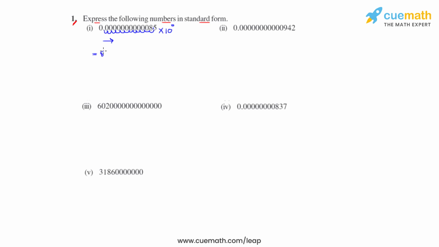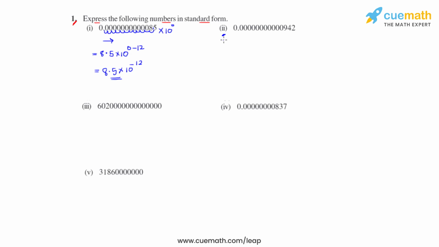So the same number has to be subtracted from the power of 10 because the decimal is moved towards right. So we write it as 10 raised to 0 minus 12. That gives us 8.5 times 10 raised to negative 12 as the standard form of the number given in the first bit. Now let's get on to the second bit.